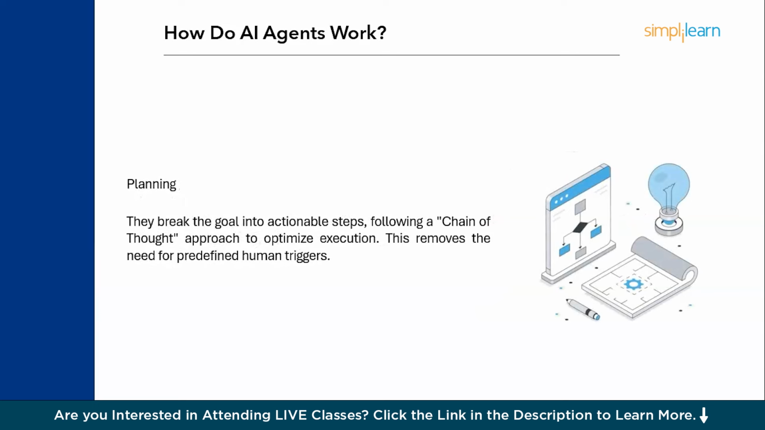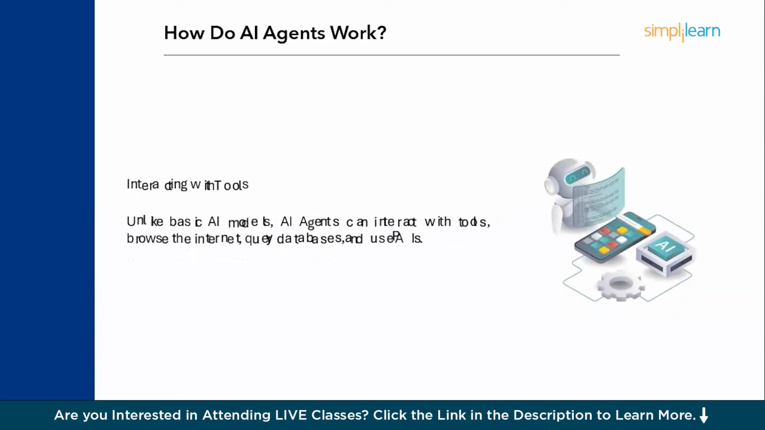Firstly, planning. AI agents begin with a goal, whether it's researching market trends or drafting an email, and they break the goal into actionable steps, following a chain of thought process to optimize the execution. This removes the need for predefined human triggers. The next stage is interacting with the tools. Unlike basic AI models, AI agents can interact with tools, browse the internet, query databases, and use APIs. This extends their capabilities beyond static knowledge.